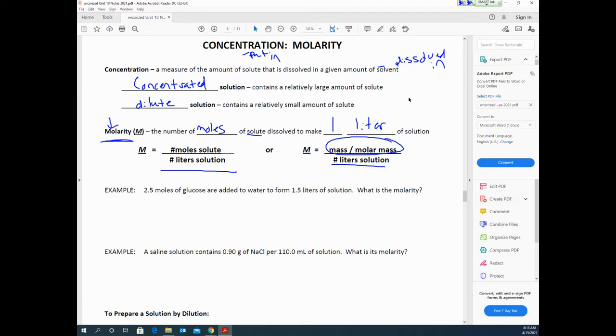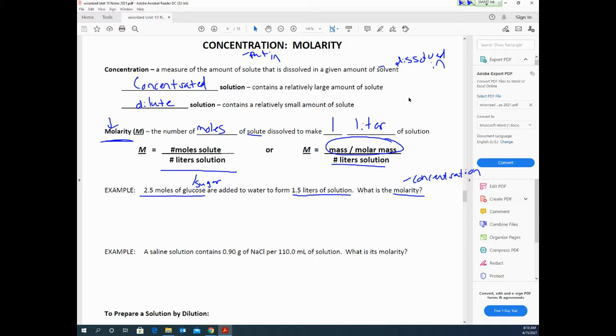Okay, so we're going to go through this problem. Really the best way to learn it is just to do it. So I have 2.5 moles of glucose. Glucose is sugar. So they're saying I'm going to mix some sugar, 2.5 moles of sugar, into water. And the amount of water I have is 1.5 liters. So that's a little less than a 2 liter of Coke. And they want to know what's the molarity, which really means what is the concentration? How concentrated is that solution is what molarity is.